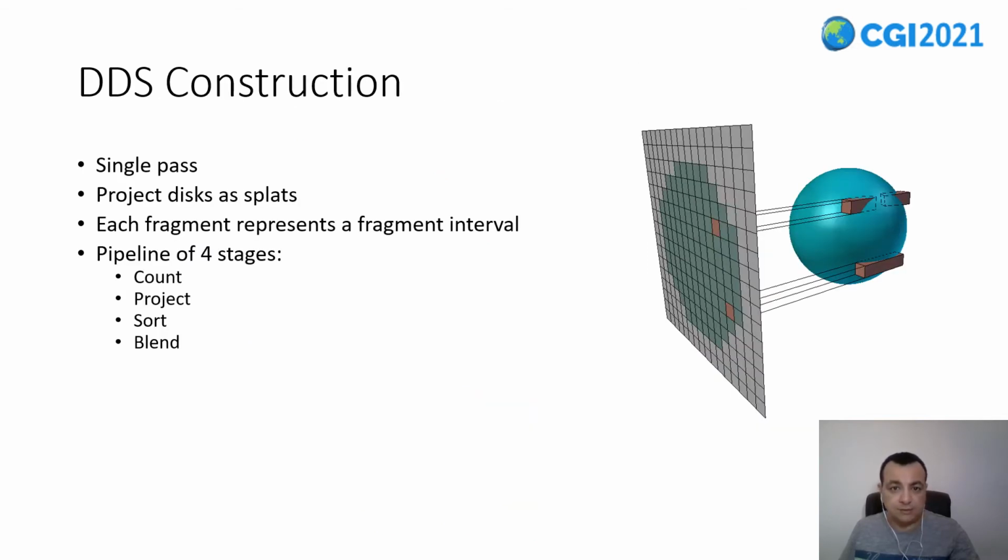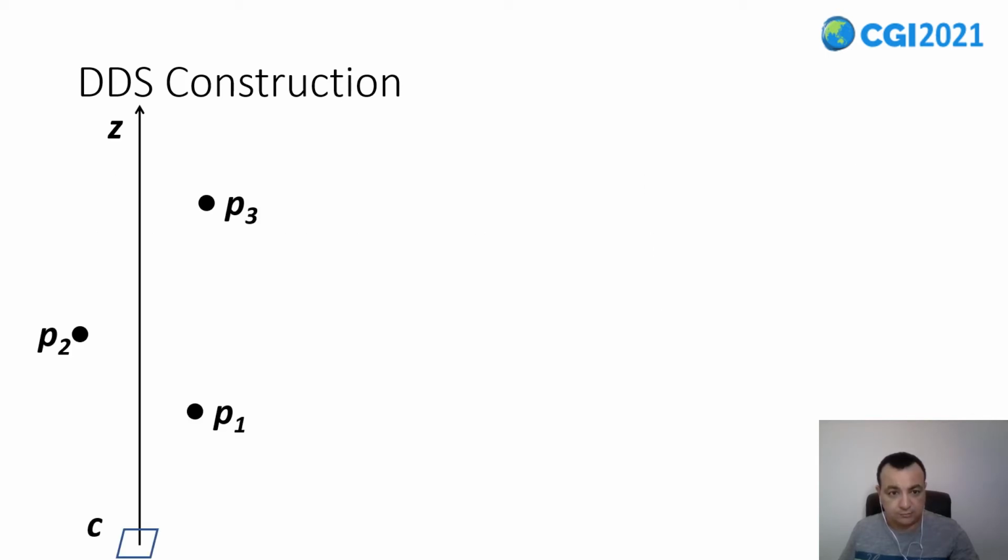So, how is this implemented? First, unlike the TLDI, the DDS is built in a single pass. For each point, we project a disk instead of a cylinder, and each generated fragment represents a fragment interval. The construction pipeline consists of 4 stages: count, project, sort, and blend. Now let's assume that we have these 3 points, and let's see how their fragment intervals at grid cell C are blended.